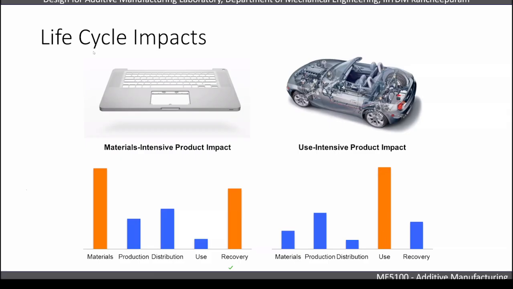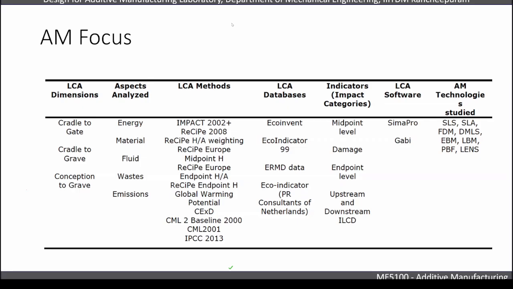And if you look at AM, additive manufacturing, what are the technologies that people have used to study LCA, life cycle assessment? They have studied the powder bed fusion processes, like selective laser sintering, electron beam melting, laser beam melting, and laser engineered net shaping. All those powder-based processes, filament-based processes and liquid-based processes are studied. If you look at the LCA dimension, they have done cradle to gate, that means only some stages from raw material extraction to manufacturing, or gate to gate, only manufacturing, or gate to cradle, manufacturing to the final recycling stage.